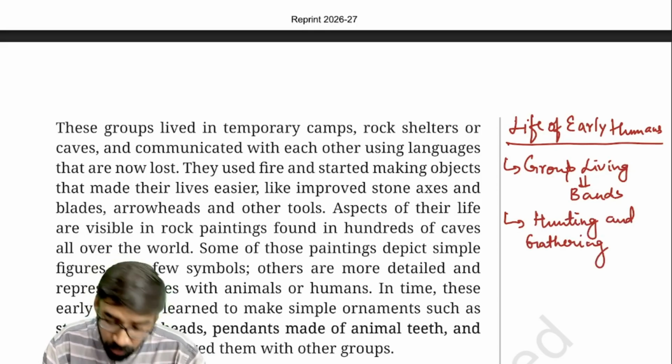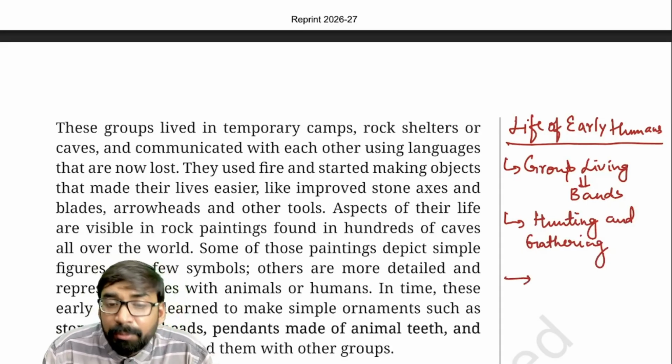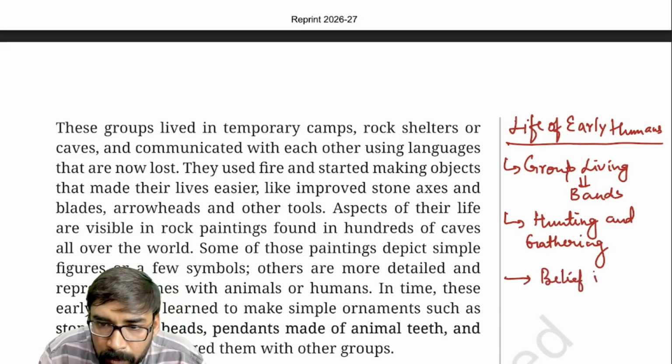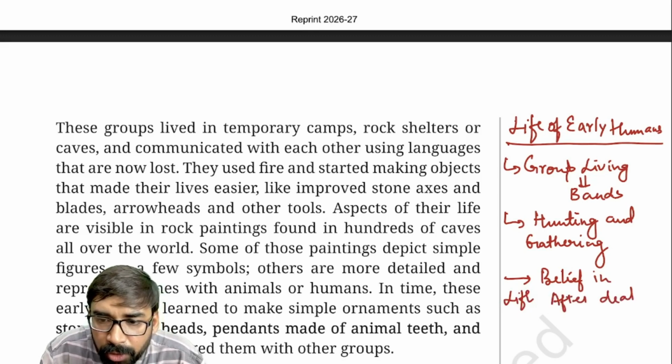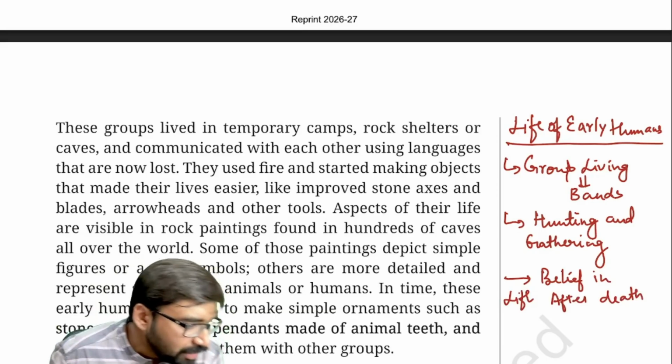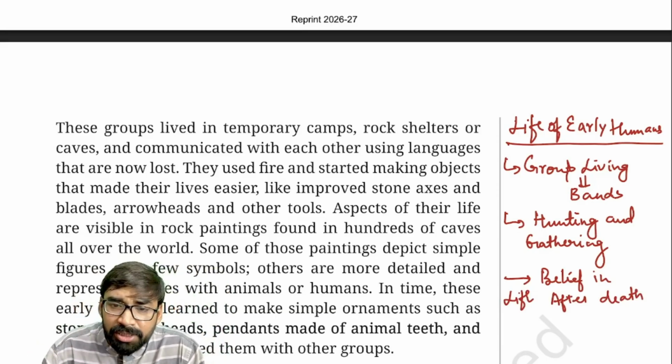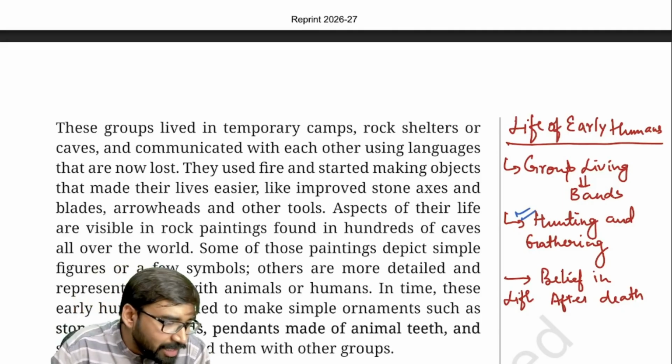Hunting and gathering. Okay. Another important thing, they had a belief in life after death, or you can also call it afterlife. So what was the primary activity of early humans? Hunting and gathering. This is the primary activity, hunting and gathering.